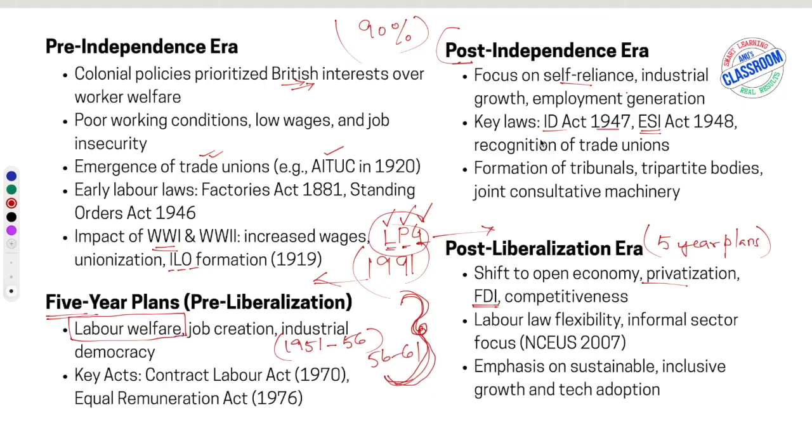What happened? The National Commission for Enterprises in the Unorganized Sector, NCEUS, was set up in 2007 to address this gap. And then what happened? During the post liberalization era, with all these things happening, the emphasis always was on sustainable, inclusive growth and tech adoption.